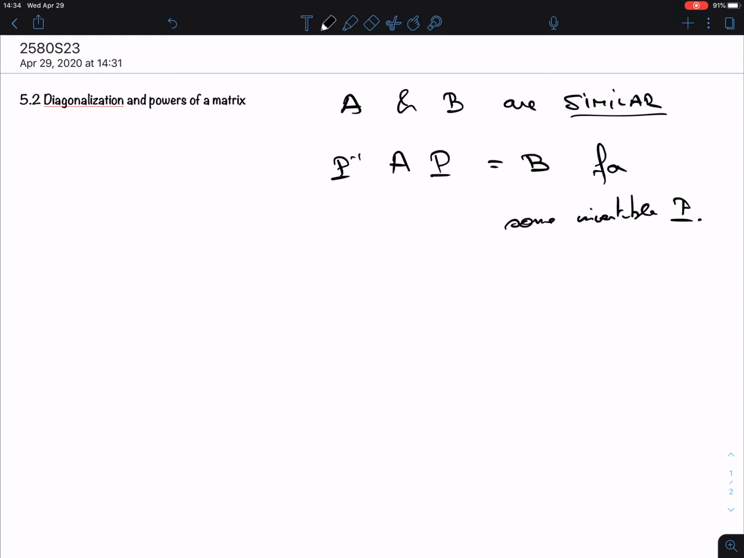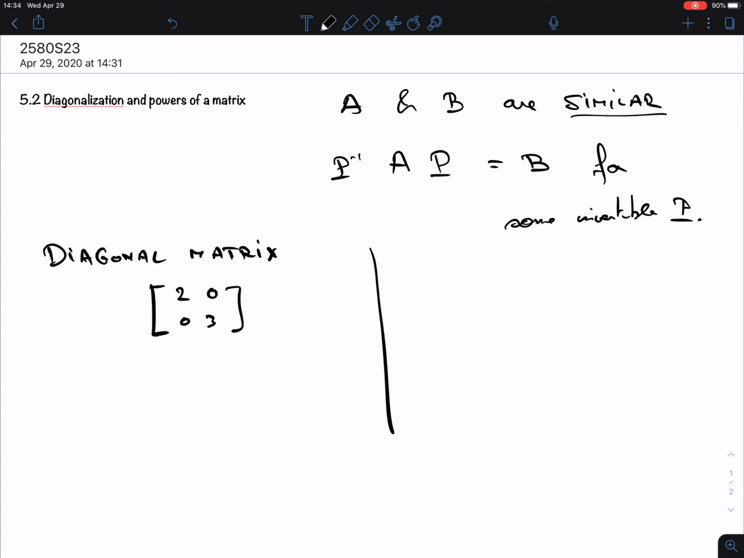In general, of course, A and B are arbitrary matrices, but what we really want in diagonalization is where we start with an A, and then the B is very special. It's a diagonal matrix. So let's start first with the diagonal matrices. I'm going to give you just an example. Let's look at the 2 by 2 diagonal matrix, say 2, 0, 0, 3, and let's look at how it operates.